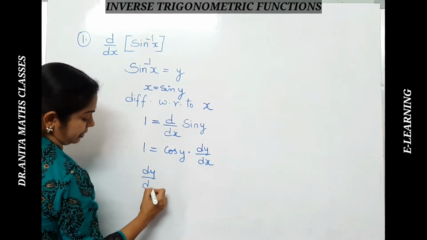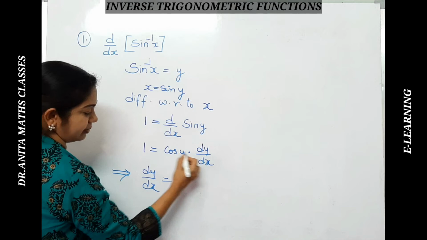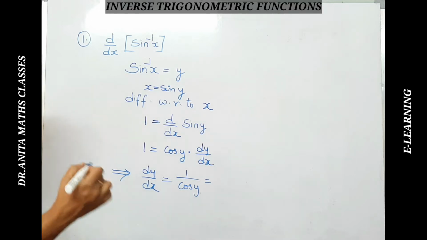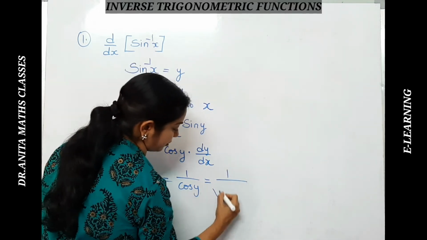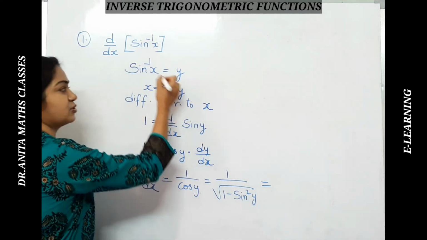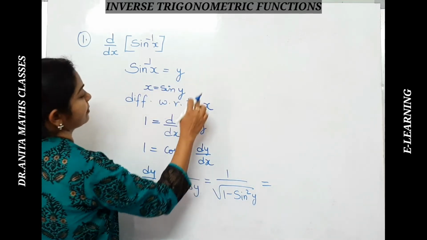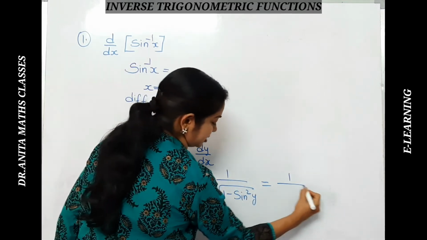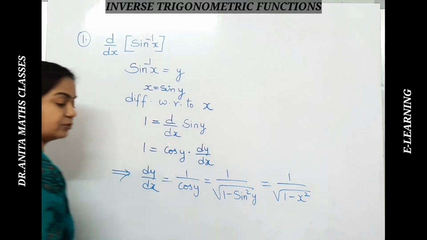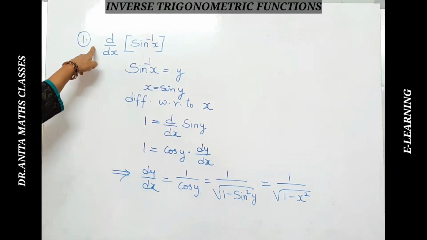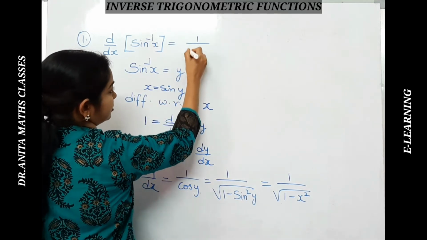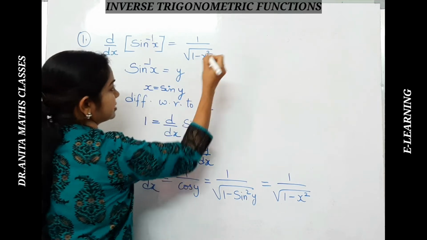Now here we get d y by d x. This implies d y by d x, if you shift, comes to 1 by cos y. You can write cos in terms of sine as 1 upon root of 1 minus sine square y. In terms of x, we supposed sine y as x, so that is 1 by the positive root of 1 minus x square. So the differentiation of sine inverse x is equal to 1 by under root 1 minus x square.